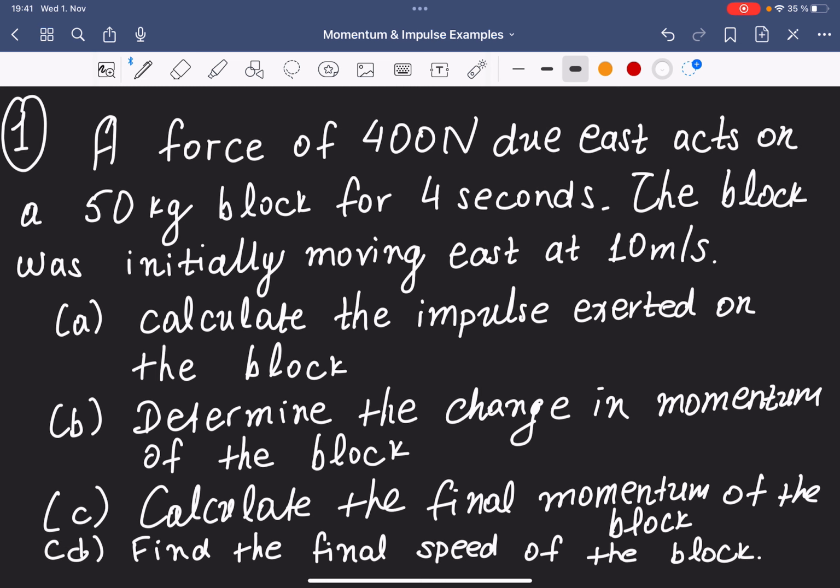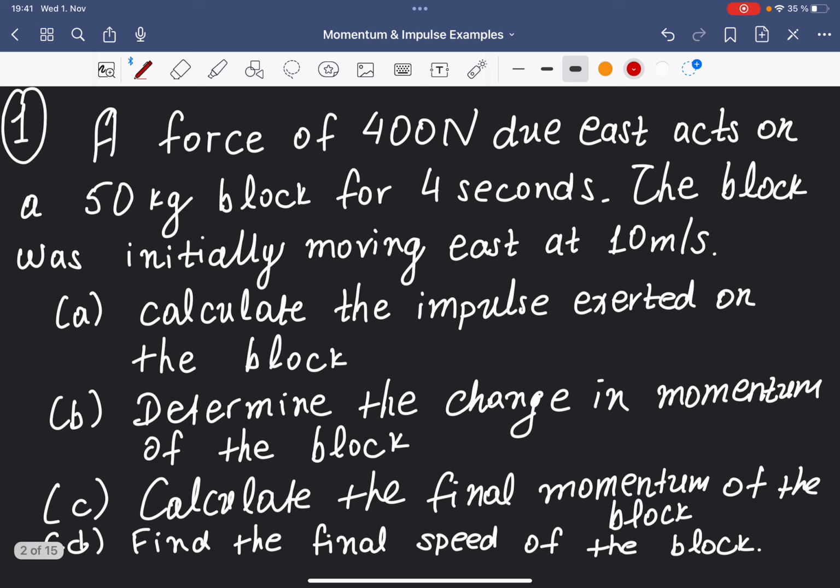As I go through the exercise, I will be highlighting some of the key variables, and hopefully you can also see my methodology on how to approach problems like this, where I'm underlining the key variables and then coming up with the solution plan. So we have a force of 400 newtons due east, acts on a 50 kilogram block for 4 seconds. The block was initially moving east at 10 meters per second.